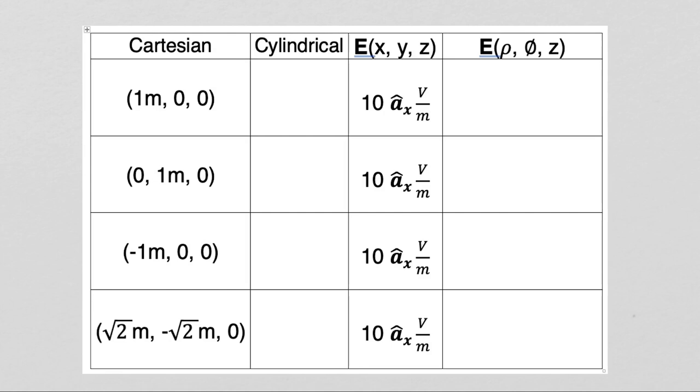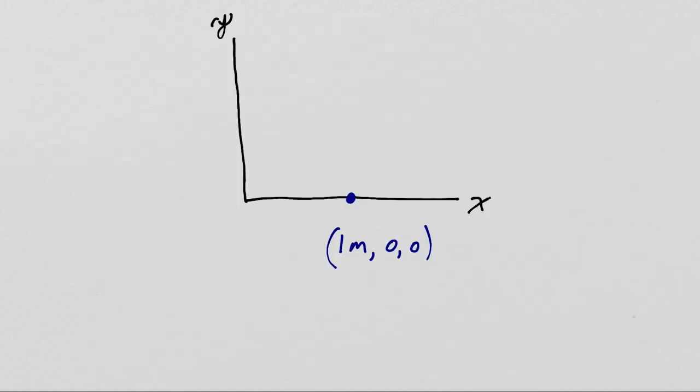In this example, I'm assuming we have a uniform electric field intensity everywhere. So at our 4 points, the electric field intensity is 10 volts per meter in the x direction. Let's start with this first point here at 1, 0, 0. So here's the point at 1, 0, 0 in Cartesian representation.